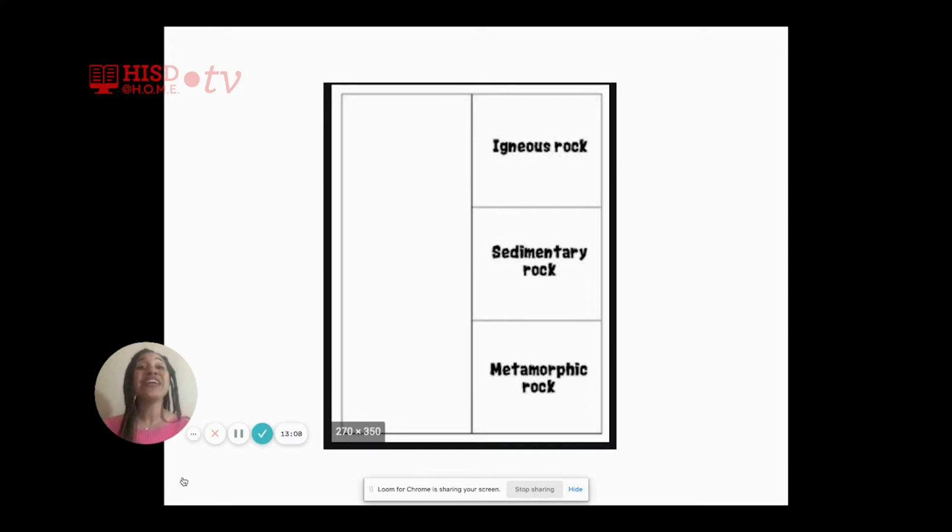For those of you who are just joining us, welcome. We are going to talk about the rock cycle today. Currently, we are creating our foldables. We are folding our paper in half, hot dog style. We are dividing our paper into three sections, one side, and we're labeling it igneous, sedimentary, and metamorphic. So now that we have our foldables made, let's jump right into today's lesson.